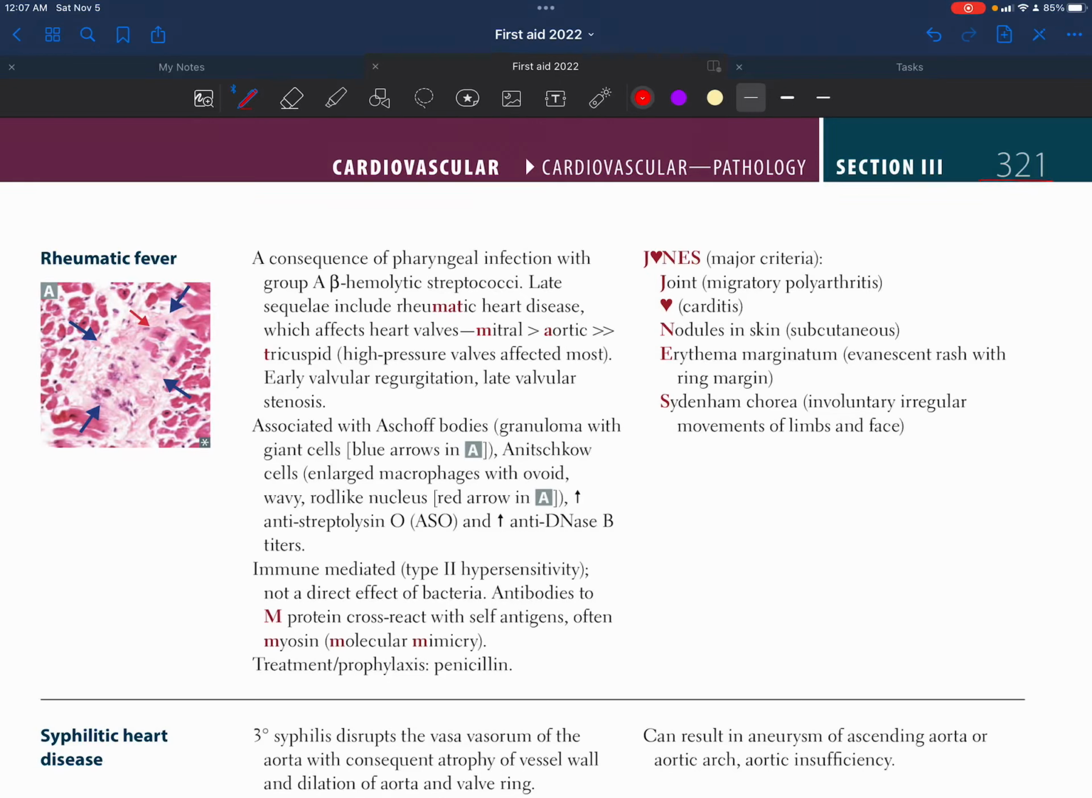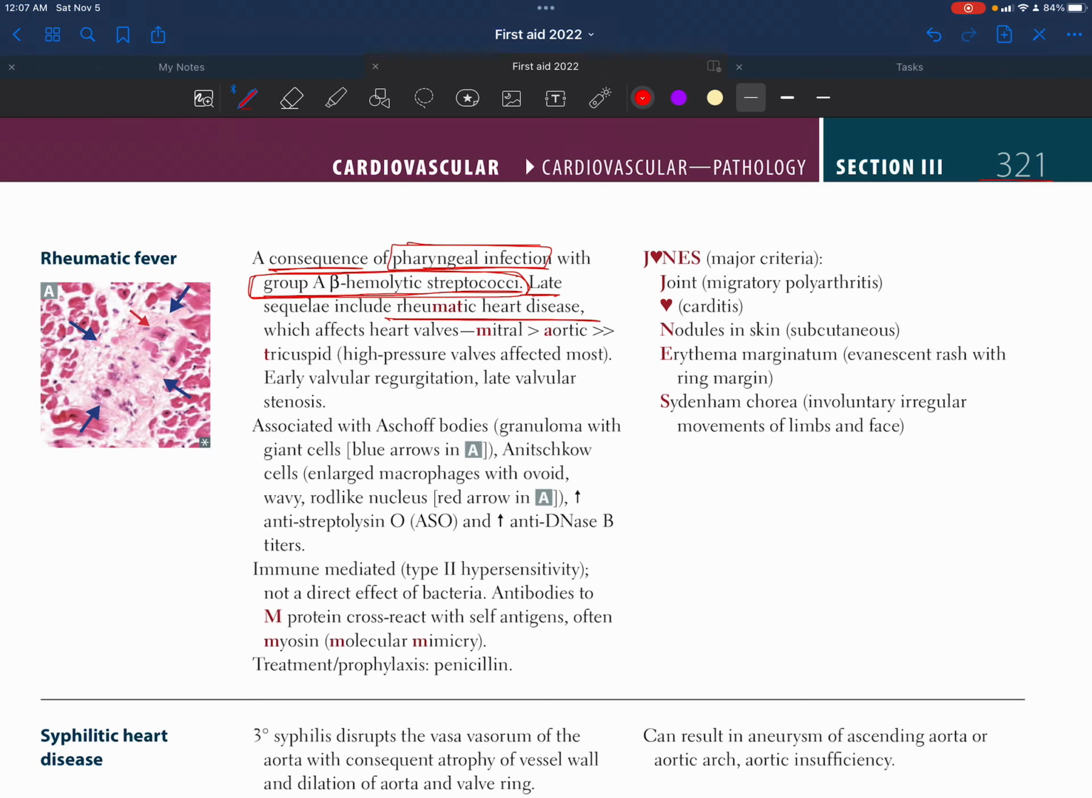321 is talking about rheumatic fever. It's basically a consequence of the pharyngeal infection with group A beta hemolytic streptococci. So that's the culprit, the main causative organism. It happens in the pharynx first, and the late sequelae of that include rheumatic heart disease.